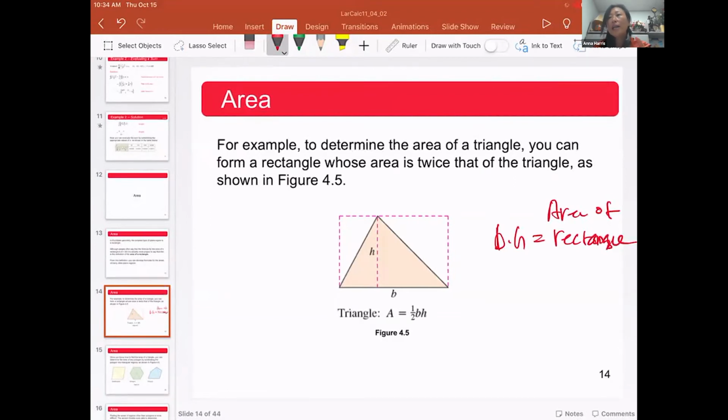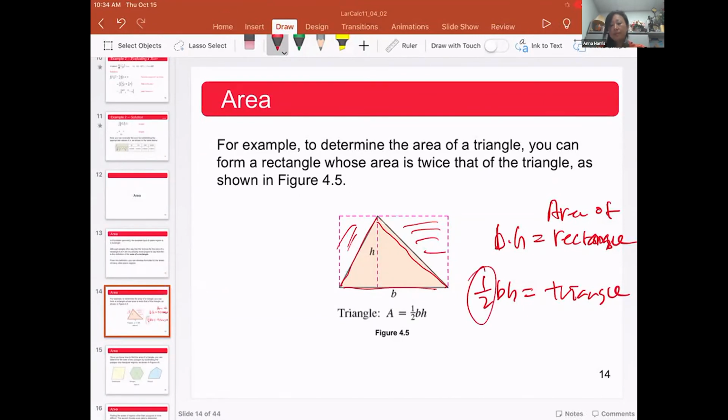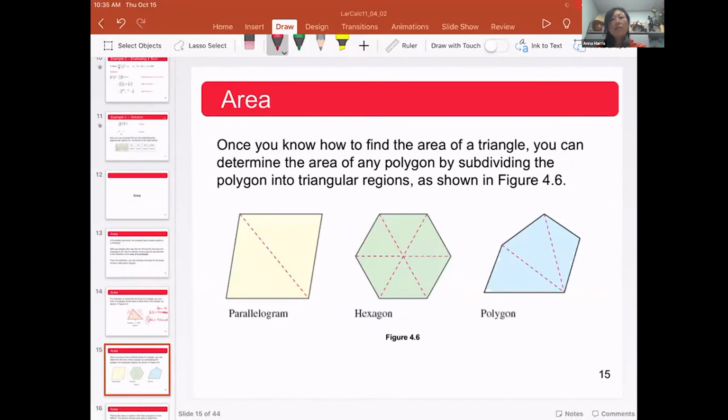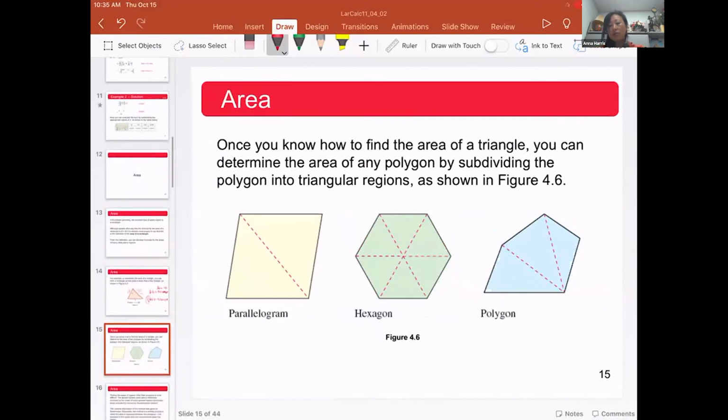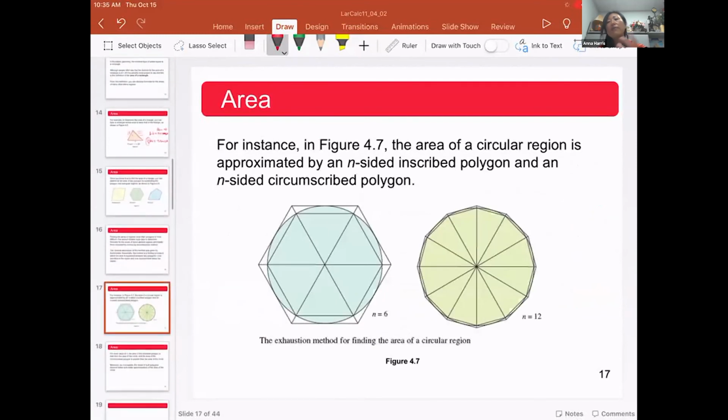But the rectangle contains two triangles. You see there's one triangle right here. In the other place, this will make the other triangle when you add it together. That's why when you multiply by half of that, it gives you a triangle. Two triangles make one rectangle, in other words. Okay, that's where the half came from. Okay, you have a parallelogram, hexagons, and polygons, all those things, you can find your area. Like you can find the area of your circle using pi r squared.